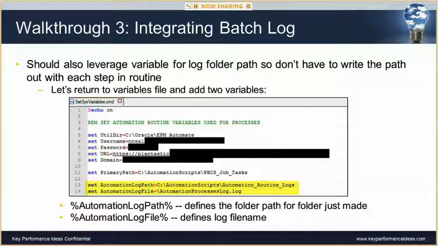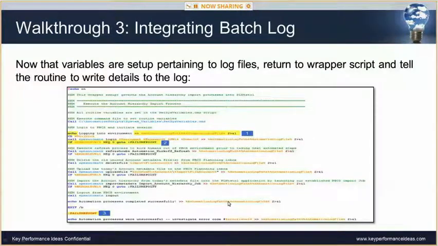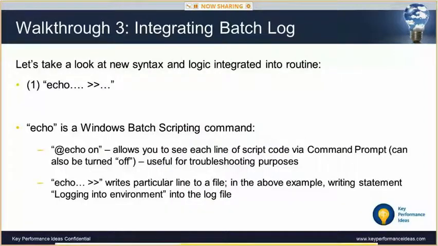So let's return to the variables file and add variables to accommodate the logs. So automation log path is the folder where the logs will live. And then we have an automation log file name. And to integrate logging into the script, we just have to add these 3 pieces of code logic here. So let's look at that. This is from several slides back.